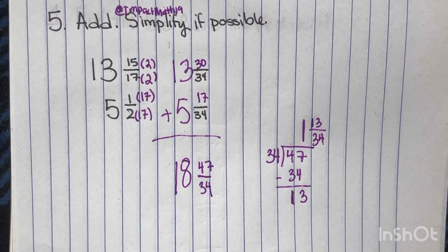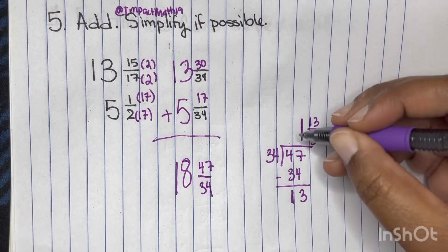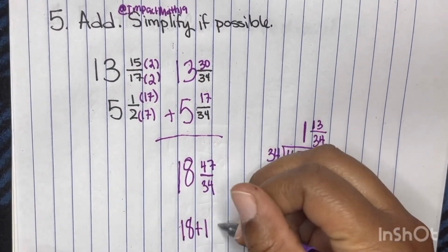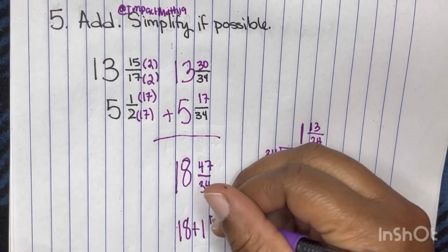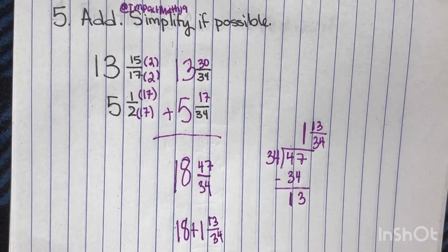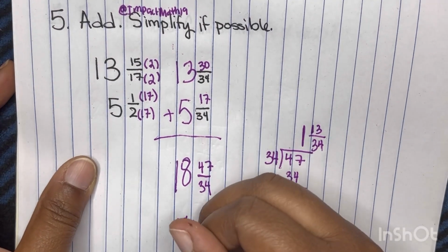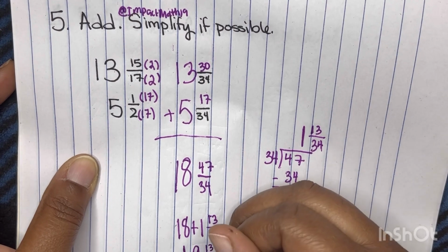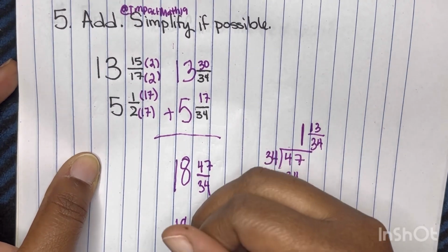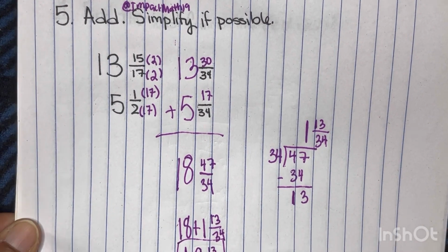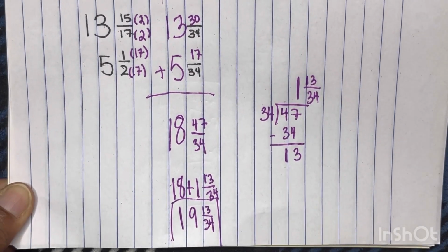Well, we take this mixed number here and we add it to our whole number. So we do 18 plus 1 and 13 over 34. Well, 18 plus 1 gives us 19 and 13 over 34. And that is our beautiful answer.